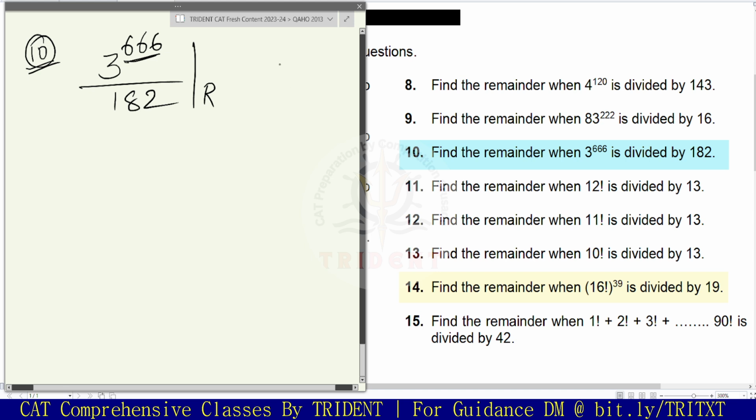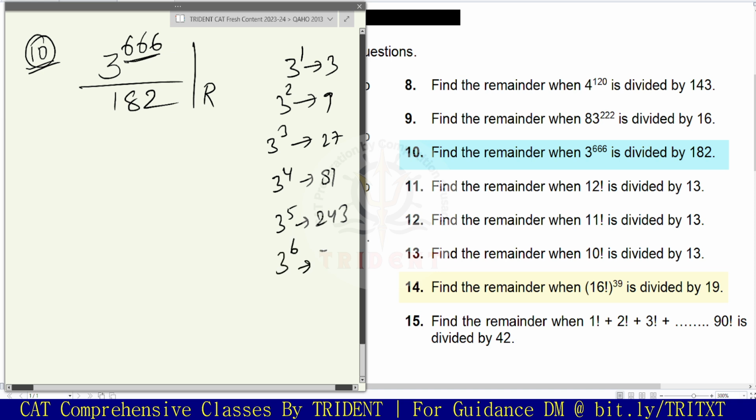Okay, all right. So let's recall: 3 raised to the power 1 is 3. 3 square is 9. 3 cube is 27. 3 to the 4 is 9 nines are 81. 3 to the 5 is 243. And 3 to the 6 is 729.